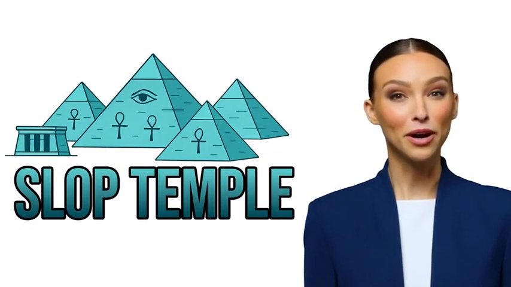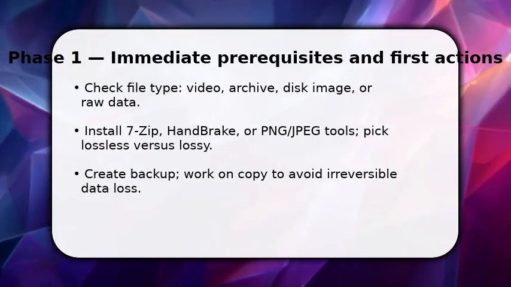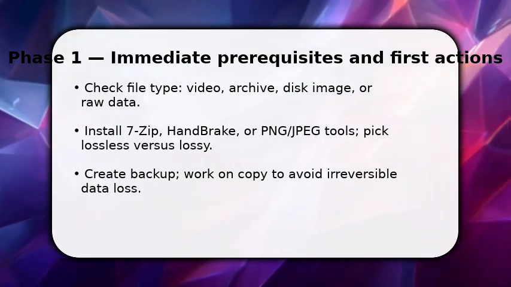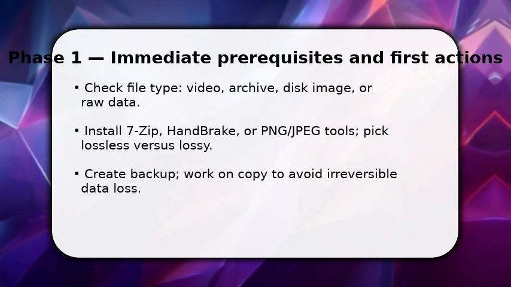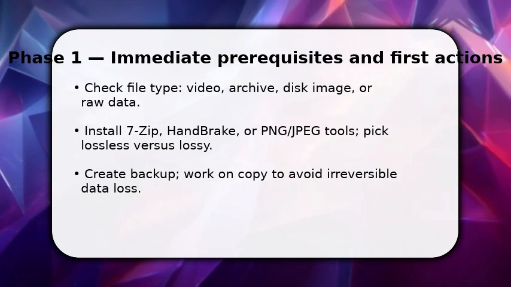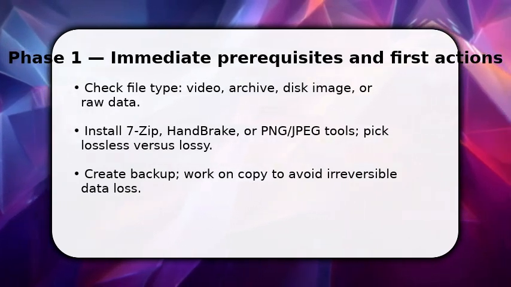We pray this video helps. You start by identifying the file type because that determines the tools and trade-offs. Choose lossless if fidelity matters, lossy if size is king. Once done, install and open 7-zip for archives or Handbrake for video.